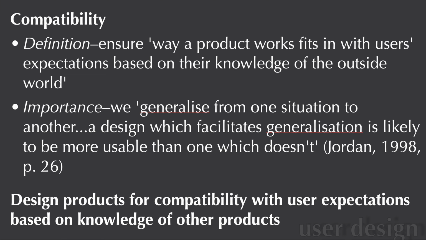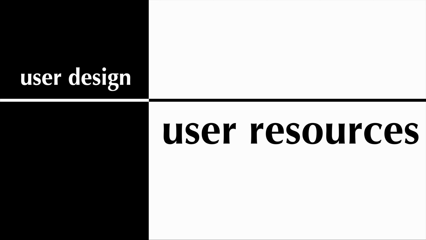Number 2 is compatibility. Definition: ensure the way a product works fits in with the user's expectations based on their knowledge of the outside world. Why this is important is that we as users and people generalize from one situation to another, and a design which facilitates generalization is likely to be more usable than one which doesn't. From this, you want to design products for compatibility with user expectations based on knowledge of other products. So you're taking the knowledge and the skills that they've already developed, and you're building on those and making it again easier for them to use your product.